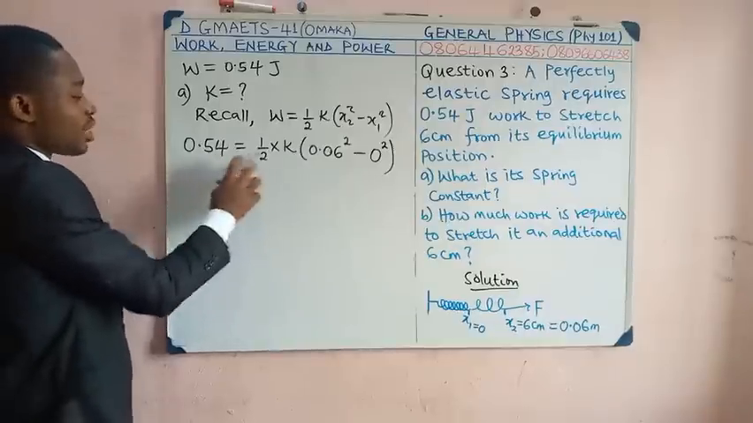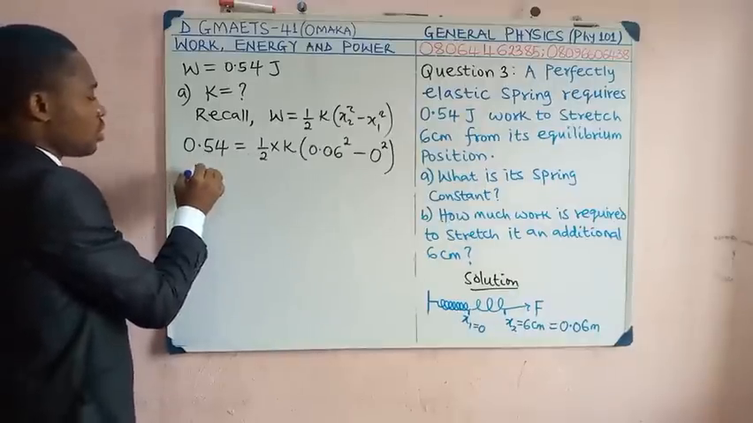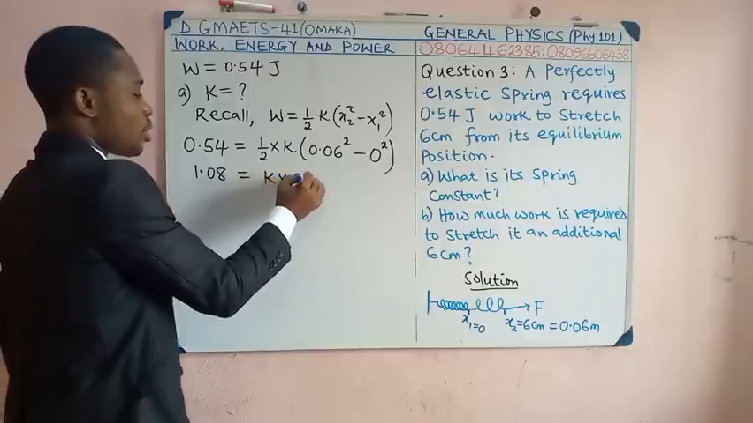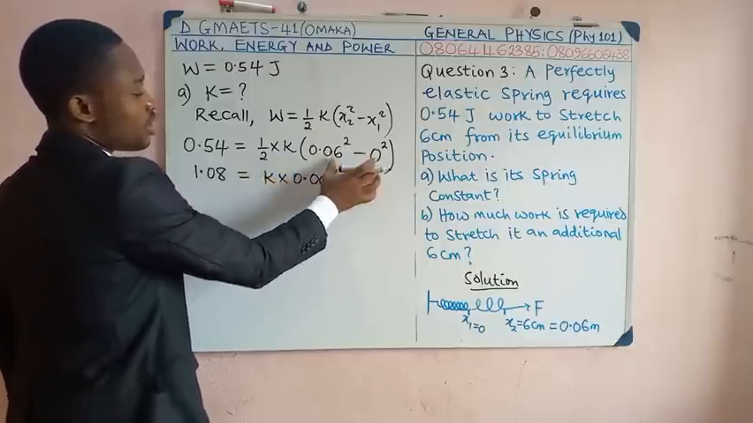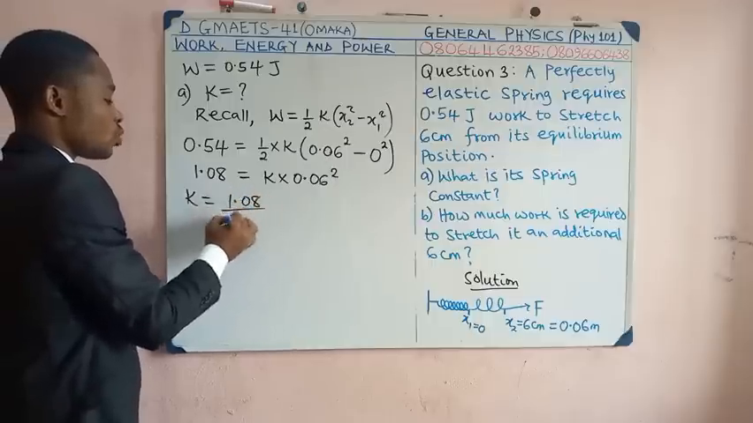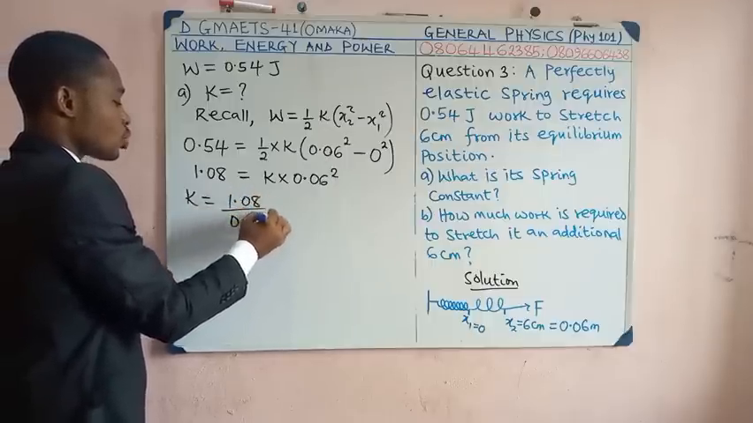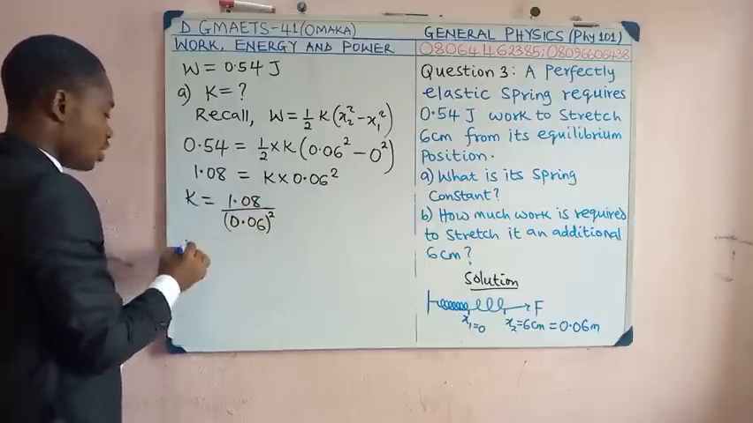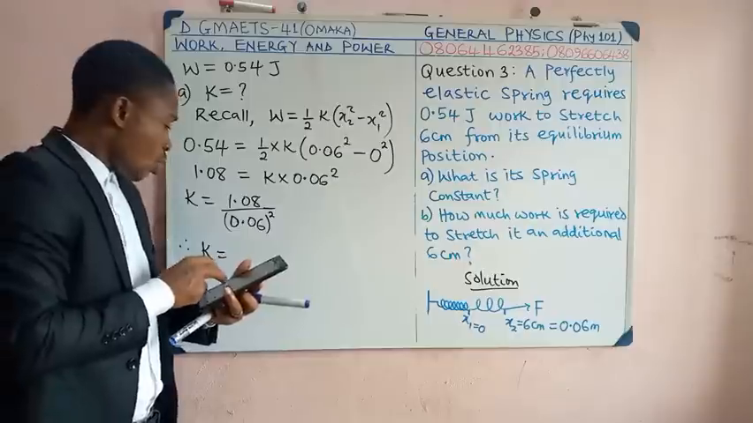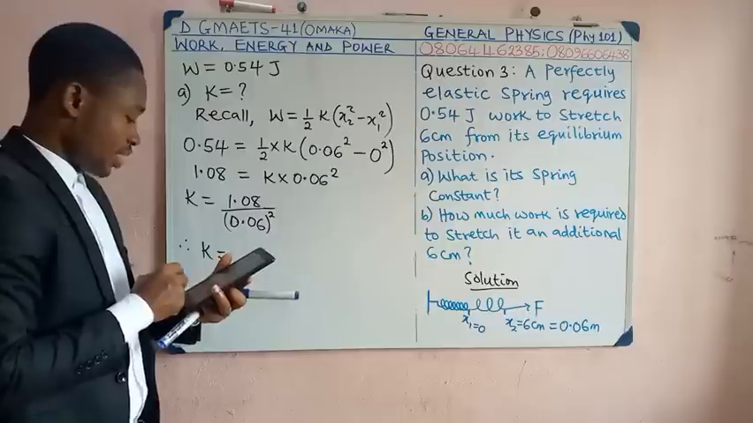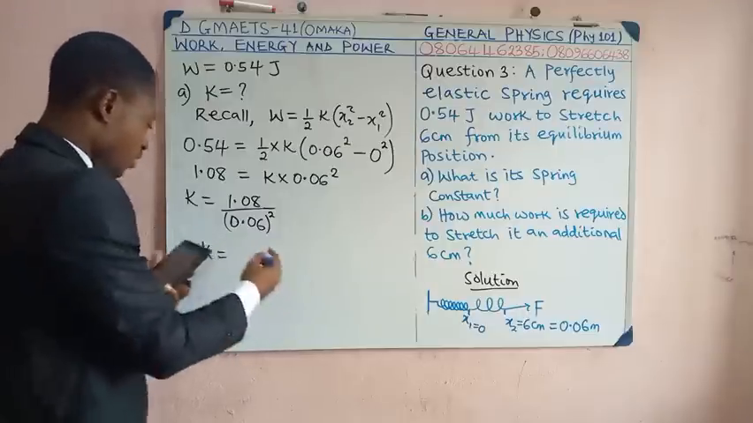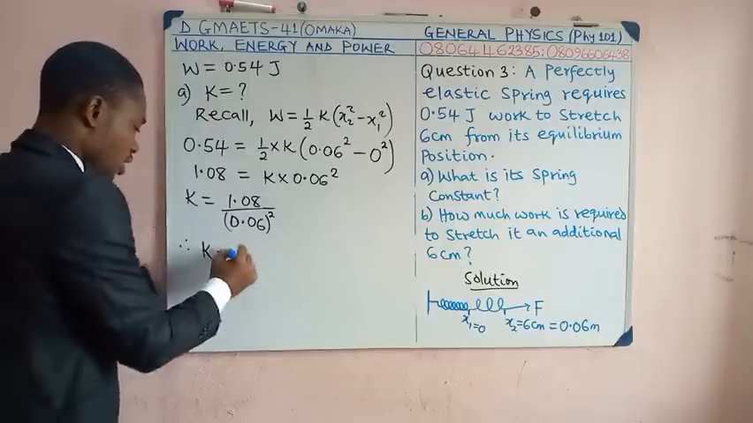We can cross multiply this term. 2 times 0.54 gives us 1.08, equal to k times 0.06 squared. Take note, in this bracket you have 0.06 squared. So the force constant will be 1.08 over 0.06 squared. Therefore, k is equal to 1.08 divided by 0.06 squared, which gives me 300.